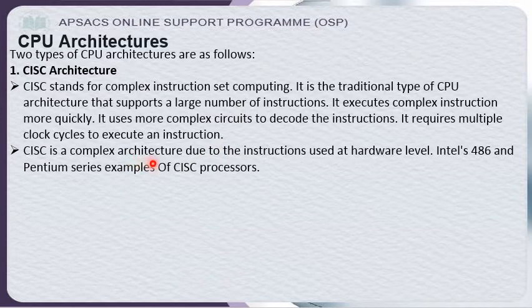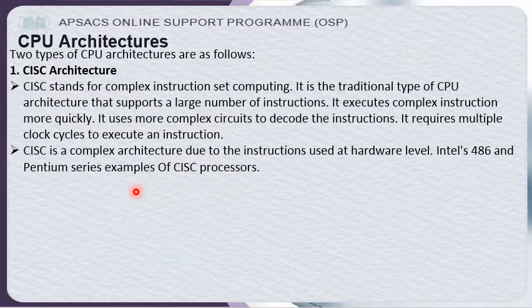CISC is a complex instruction architecture due to the instructions used at hardware level. Intel 486, 386 and Pentium series use a CISC processor. So it's complex instruction set computing, and in old CPUs this CISC architecture was utilized. Right now the latest architecture is RISC.